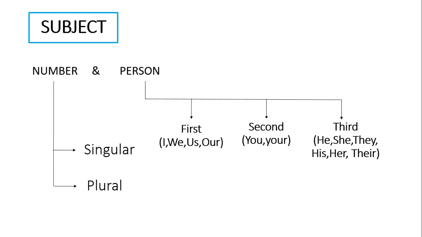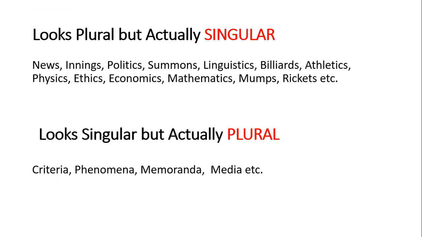Now I would like to show you some subjects which look plural but are actually singular, and vice versa, look singular but are actually plural. So you can see here in the first part: news, innings, politics, summons, linguistics, billiards, athletics, physics, ethics, economics, mathematics, mumps, rickets, etc. We have S after these subjects, but these are actually singular. It looks plural, but these subjects are actually singular.